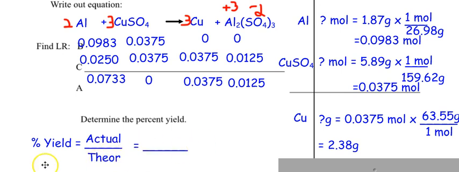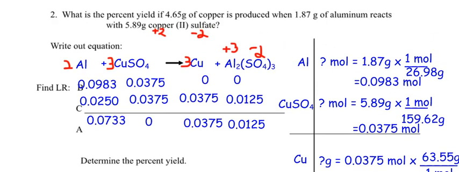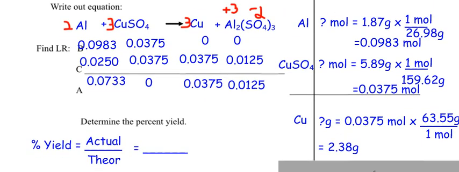Well, what did the problem tell me? Look at the problem. How much did I really make? 4.65 grams. How much should I have made? Right over here, 2.38 grams. What do you notice? When I multiply that by 100, what kind of percentage is that? Holy cow, that's a huge percentage. So what did we say yesterday? Why would it be so big?